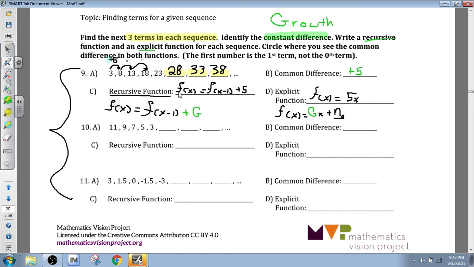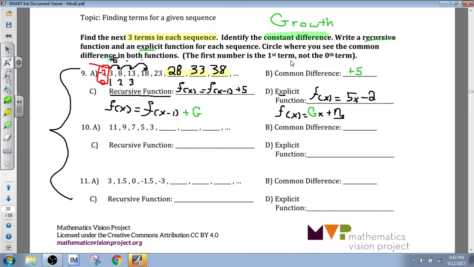And then it asks for our n sub 0, so we have to figure out what our 0th term is. But what's going on with this sequence, pardon me, is that we have our first term, second term, third term. We don't have a 0th term, so we kind of have to work backwards. So if there were a 0th term, what would it be? Well, we'd have to subtract 5 from 3 to give us a -2. So in this case, our 0th term, our n sub 0, would be -2. So this would be -2. And so that would be our explicit function.